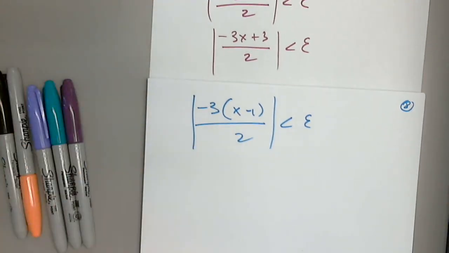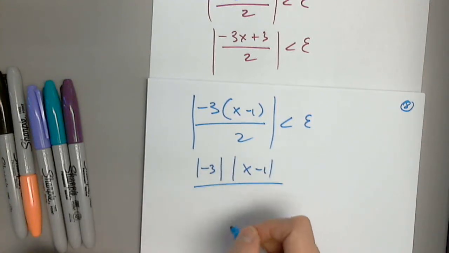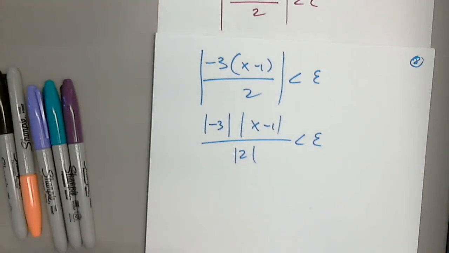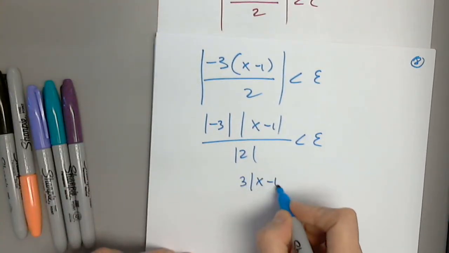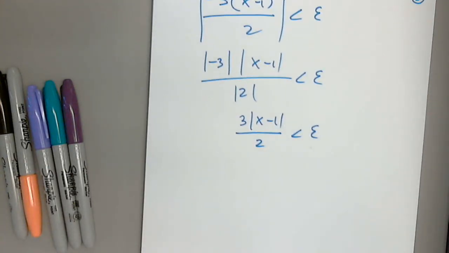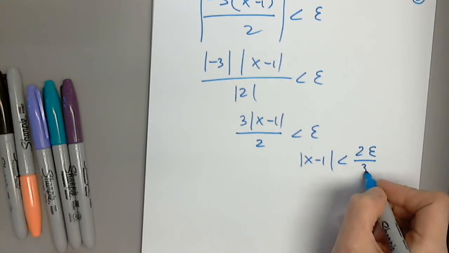And now I can use the property that says the absolute value of -3, times the absolute value of x minus 1, over 2, is less than epsilon. If from there you already have the answer, I can't give full credit. You have to show the properties you're using. We cannot factor out from an absolute value. So now this becomes 3 times the absolute value of x minus 1, over 2, less than epsilon. Now it's fine if you multiply both sides by 2/3. So you have 2 epsilon over 3.